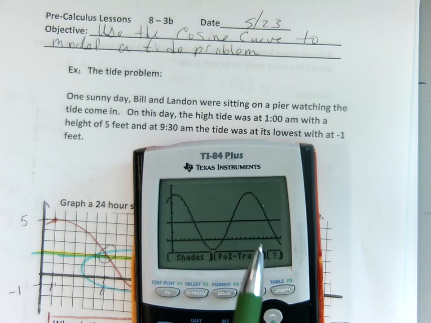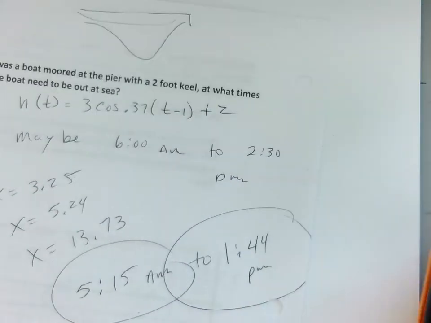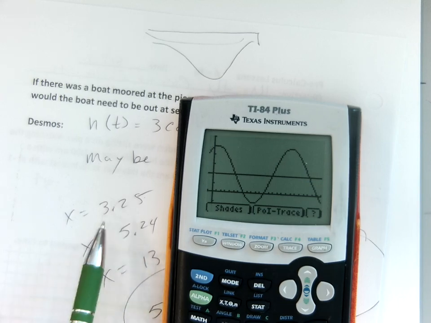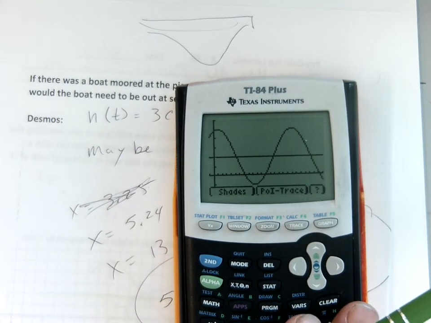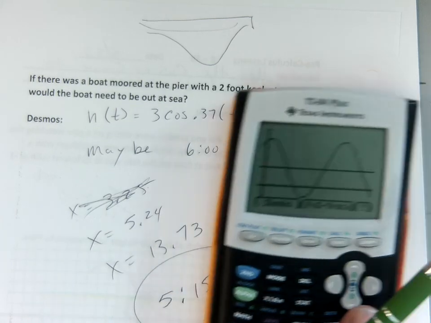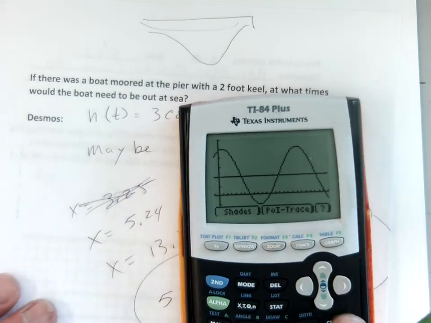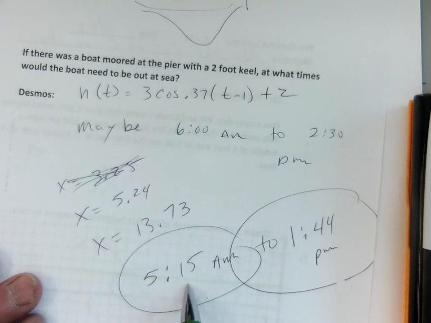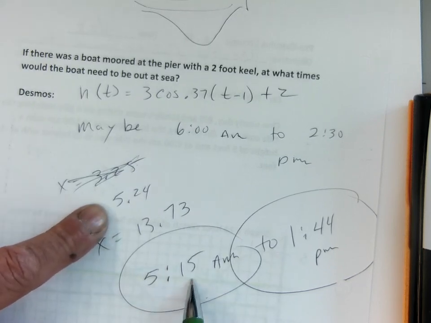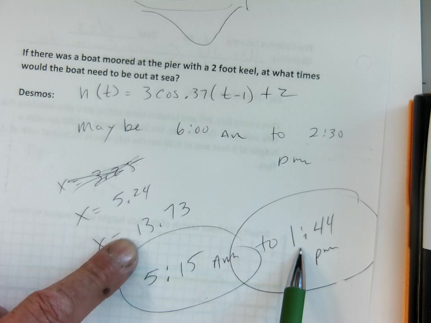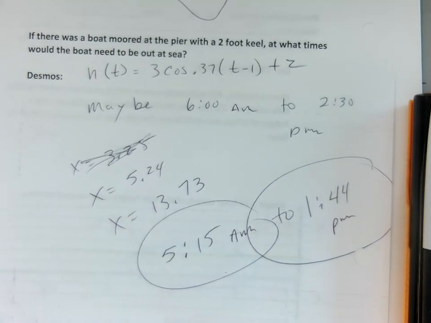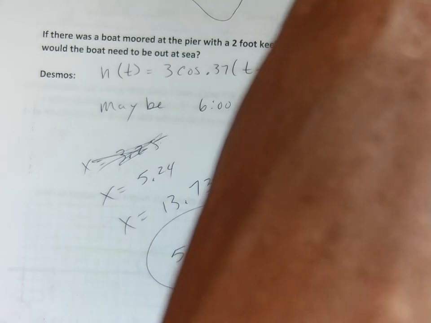So within those times, I used my calculator to find out when those intersections were. One intersection was at 5.24, and the other intersection was at about 13.76. So converted to time, 5:15 a.m. We better move our boat, and then we can keep our boat out until about 1:44 p.m. in the afternoon. Okay, that's all I have, and that is it.